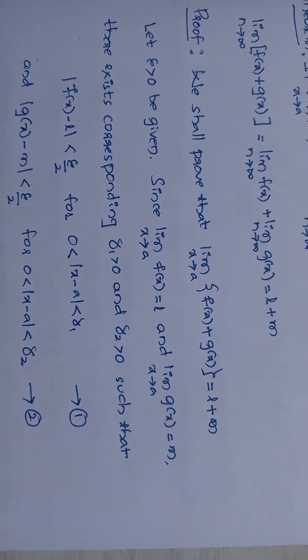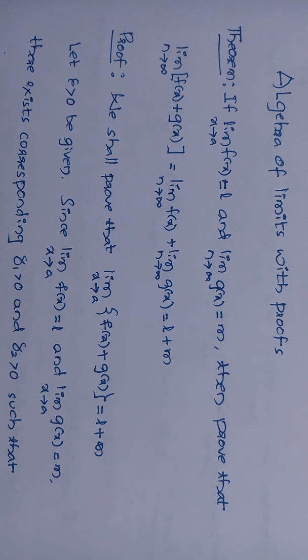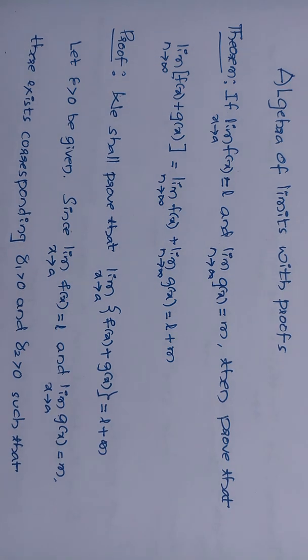So those are algebra of limits with proofs. So here I am giving algebra of limits with proofs. So theorem, if limit x tends to a f of x is equal to... but before that we define the limit of a function.